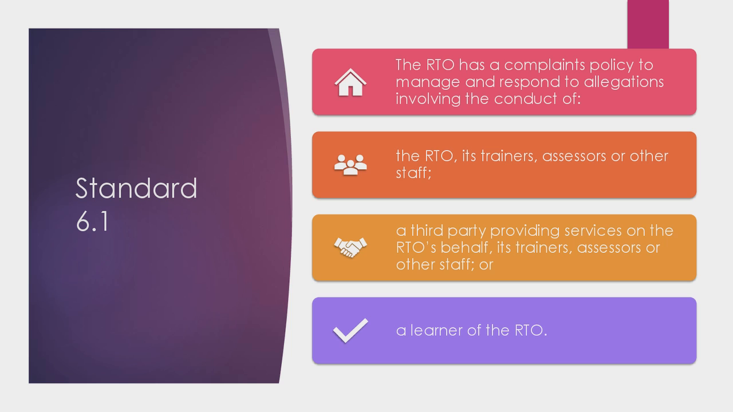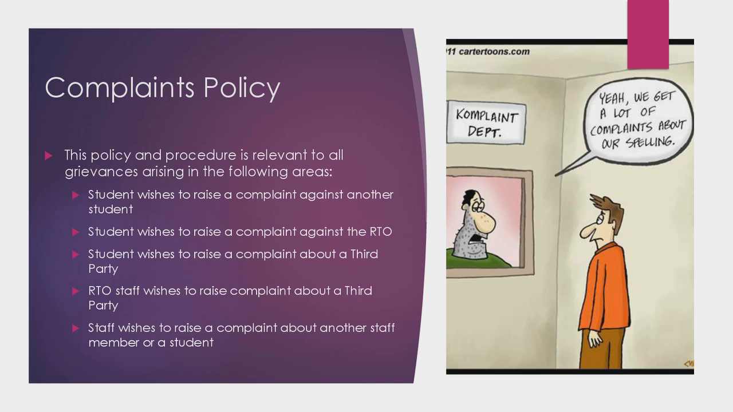So there are a range of different situations where a student may submit a complaint, or it could be a staff member or a trainer or assessor or the third party. So you should be making everybody working within your organisation aware of how to submit that complaint. So the complaints policy, this policy and procedure, is relevant to all grievances arising in the following areas. In the policy and procedure within Unicorn for the Quality and Compliance Manual, it is actually really clear what they are to do if they wish to submit a complaint against another student, or against the RTO, or a third party, or someone else within the organisation.